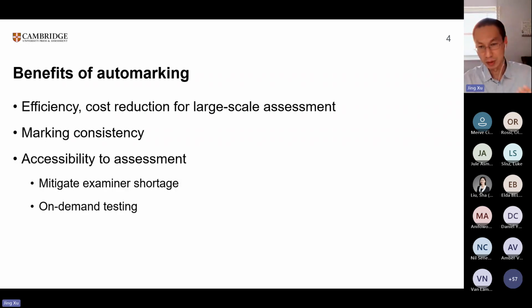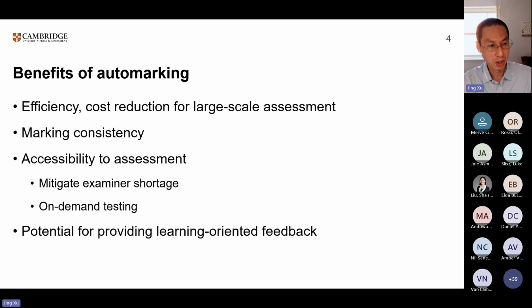And also, the automarking will increase accessibility to assessment, to mitigate examiner shortage, and help to increase the availability of on-demand testing, so you don't have to book a test anymore. And there's a potential for providing learning-oriented feedback.